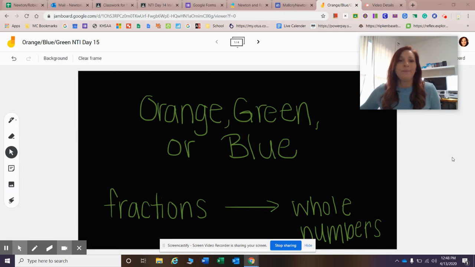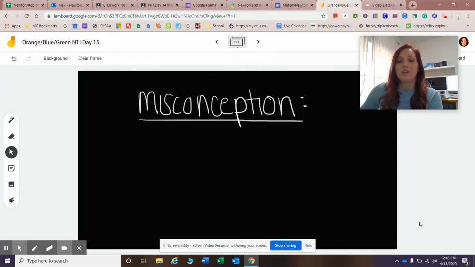Awesome. Let's get started. We're going to be talking about taking fractions to whole numbers. We did this yesterday, but I realized there were a couple of misconceptions and that we could use a little bit more practice with this. Let's start with the misconception that I saw.